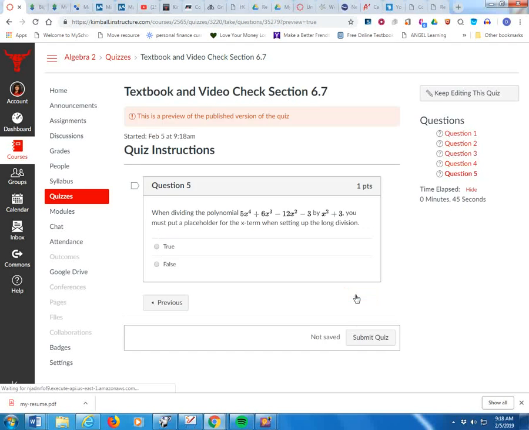And then finally, when dividing this polynomial by x squared plus 3, you must put a placeholder for the x term when setting up the long division. That's true because it goes 4, 3, 2, the 1 is missing. So we have to put a placeholder for the x. That's what that means. So it would be 0x when we set up the problem. Okay? So when you have a problem, is the top, so the numerator, the divisor? The numerator is the dividend, the denominator is the divisor.